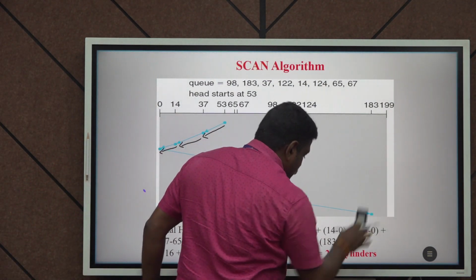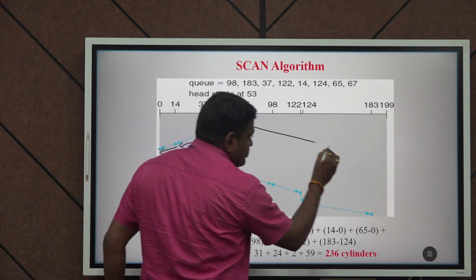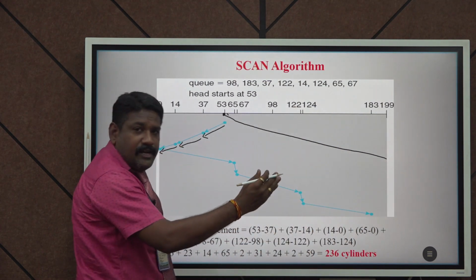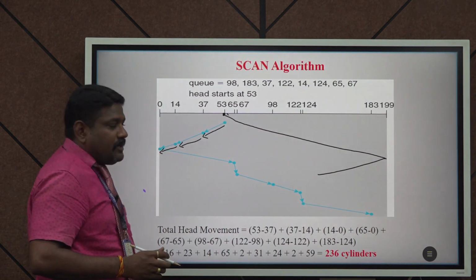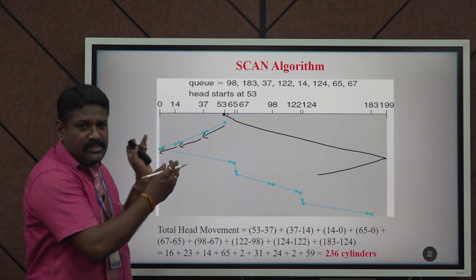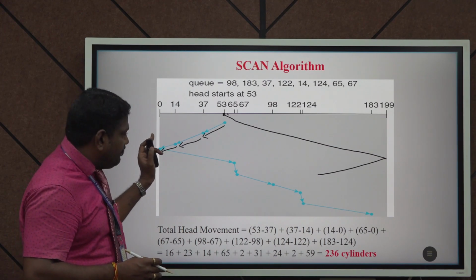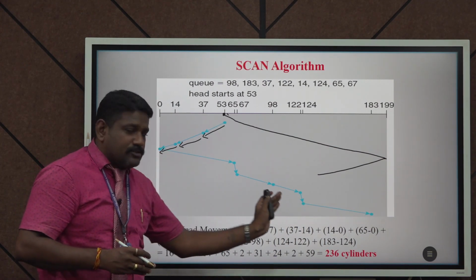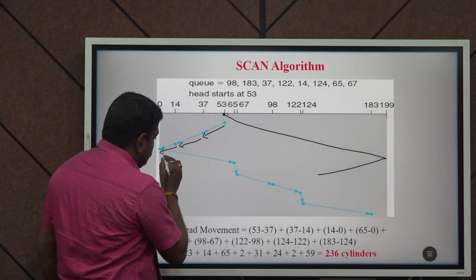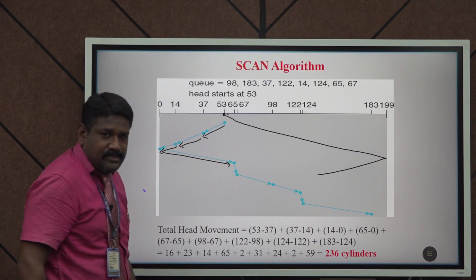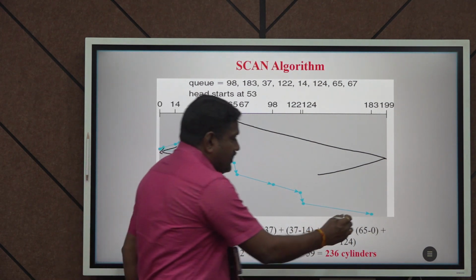In the case where we are moving towards the right side, if we start from 53, the next is 65, 67, and likewise once we reach 199, the right-hand end, it will automatically reverse its direction. But for this problem, the initial condition was given as moving towards the left direction. So from 53, we have processed all the requests on the left-hand side. And once it reaches 0, then automatically we move towards the right direction and process all the elements. For example, after 53, 65 is the next request, so we are moving towards 65.